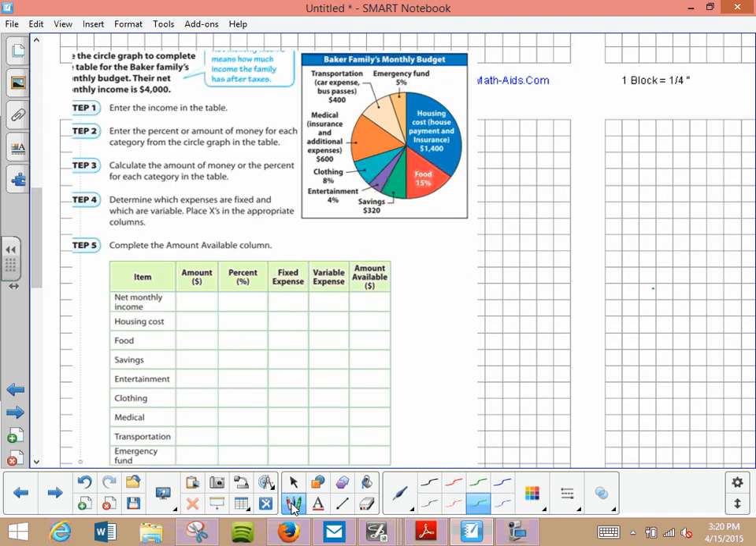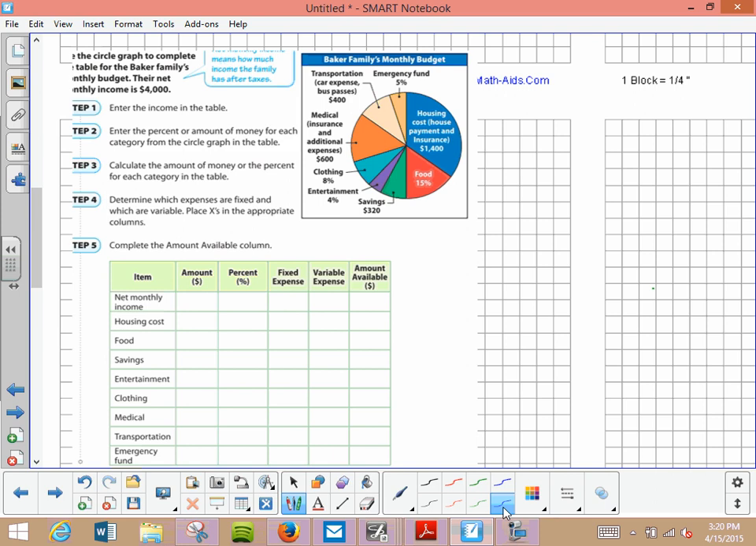Right here. So it looks like they're spending $1,400 on that. And then we have food, which is 15%, which is pretty good. Savings, 320. You might be thinking, why do you have to have savings? Well, you need it in case you get unemployed or an emergency or something like that.